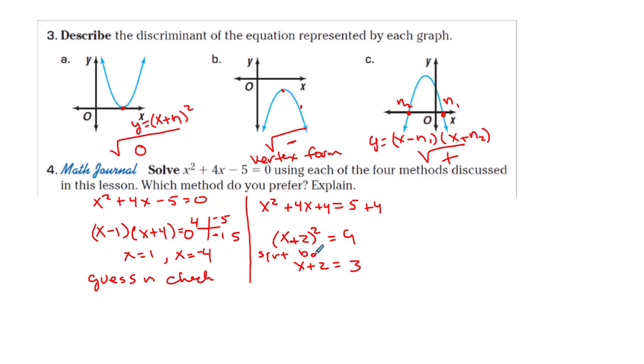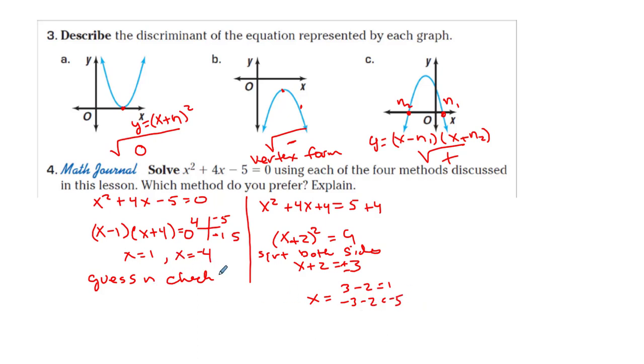Square root both sides. And take 2 away, we have plus and minus 3. Don't forget the plus minus. So x is going to be equal to 3 take away 2 or negative 3 take away 2 when I subtract 2 from both sides. So 3 take away 2 is going to give me a 1. And negative 3 take away 2 is going to give me a negative 5.